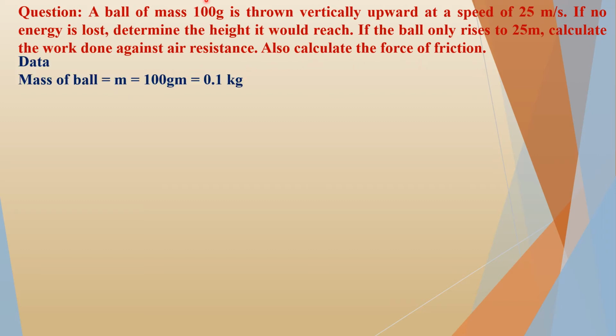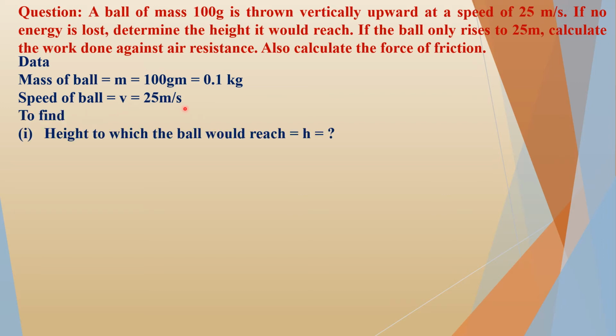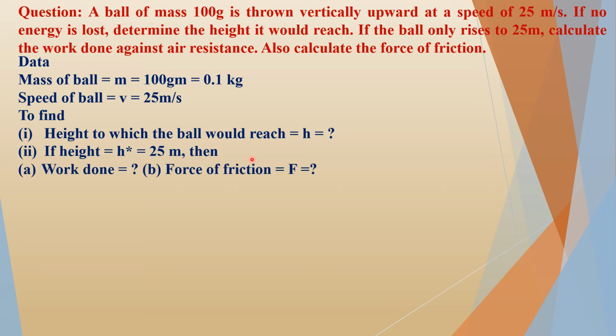Data. Mass of ball is equal to 100 gram, that is equal to 0.1 kg. Speed of ball is equal to 25 meters per second. We need to calculate height to which the ball would reach, and if height is equal to h star, which is 25 meter, then we need to calculate work done when height is 25 meter and force of friction when height is 25 meter.